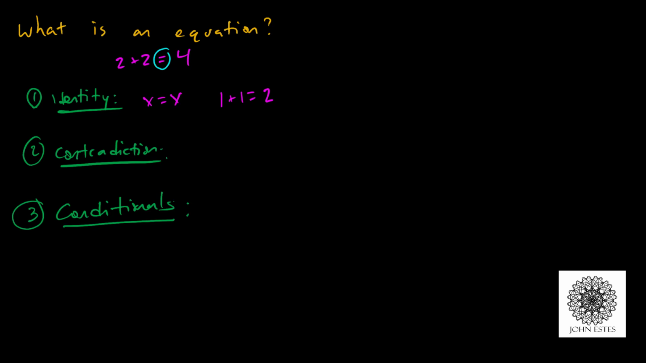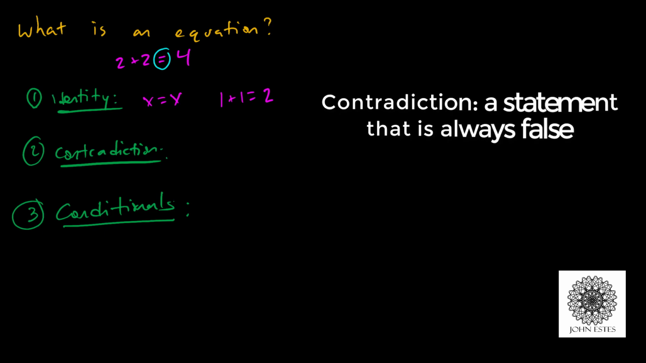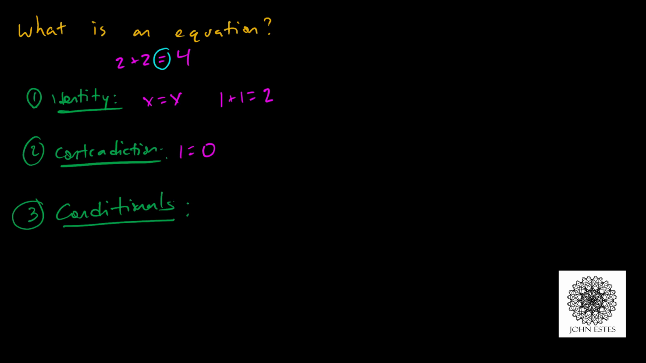Now, a contradiction is kind of, in some ways, the opposite of an identity. It's an equation that is false all the time. So for example, we can create some easy examples. For example, 1 equals 0 is a contradiction. That is never true under any circumstance. Sometimes you can create contradictions with variables as well. So for example, if I said z is equal to z plus 1, that's never true. A number can never be equal to the next number. And so an equation like that is called a contradiction. It's false under all terms.